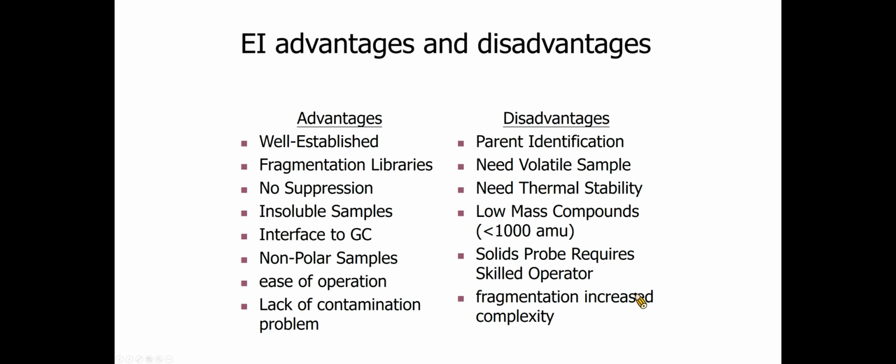To sum up, electron ionization is well established, having existing fragmentation libraries for structural elucidation, null suppression, and can be applied to insoluble samples, easily interface to GC, suitable for nonpolar samples, ease of operations, and lack of the contamination issue. Nevertheless, electron ionization also has several disadvantages, including the difficulty of parent identification, requiring volatile but thermally stable sample, only suitable for low mass compounds, and the fragmentation complexity.